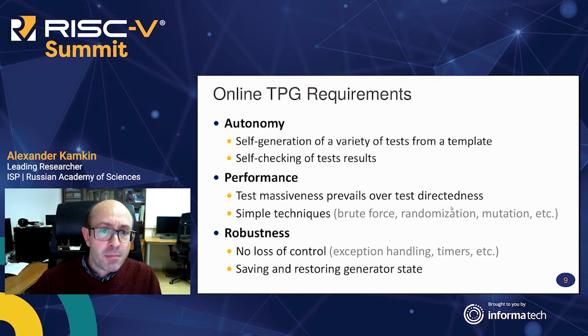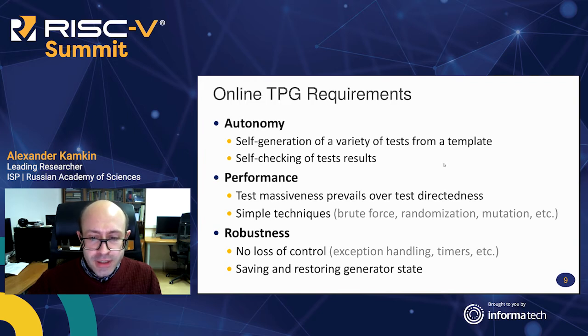Let's consider the main requirements to online TPG, online test program generator. There are three of them: autonomy, performance, and robustness. Test program generators should be able to produce a variety of tests from a single test template, and should be able to check test results automatically. And it should be emphasized that we have no execution traces and reference signatures, so we should do it automatically.